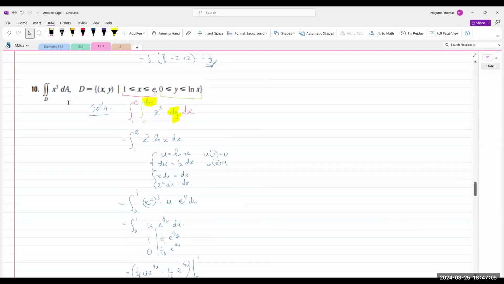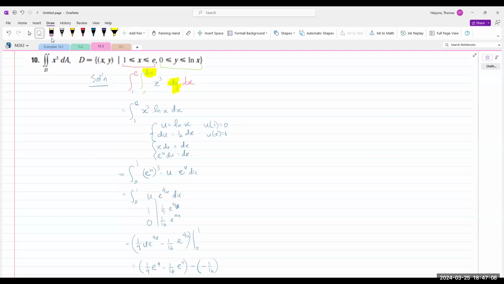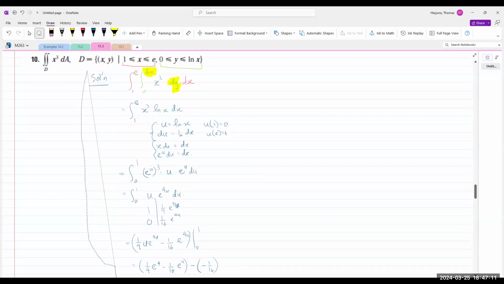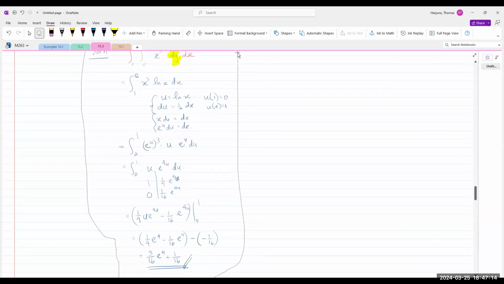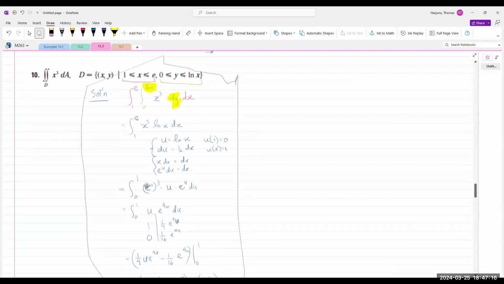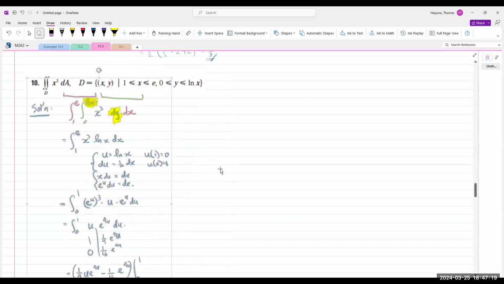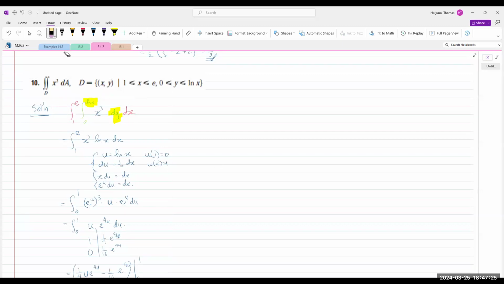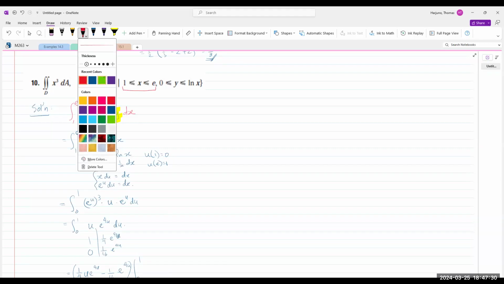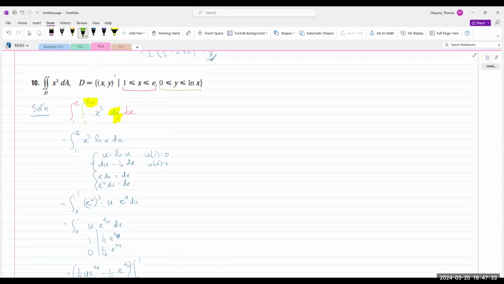Okay, you know what? Let me move these here so that we have some space. This is my red part and this is my lime part. At least the way they ask this question, the domain D seems to be easy to set up. Right? Let me check my work.